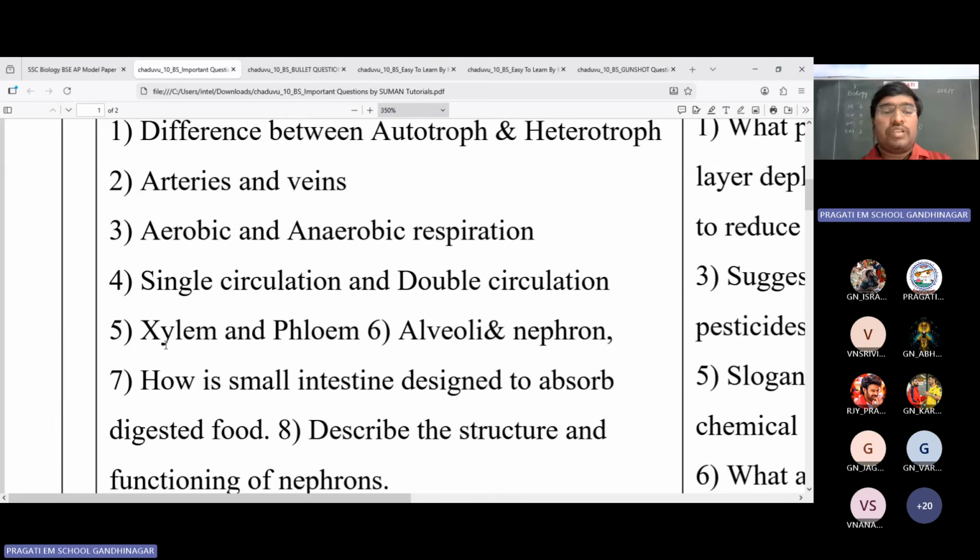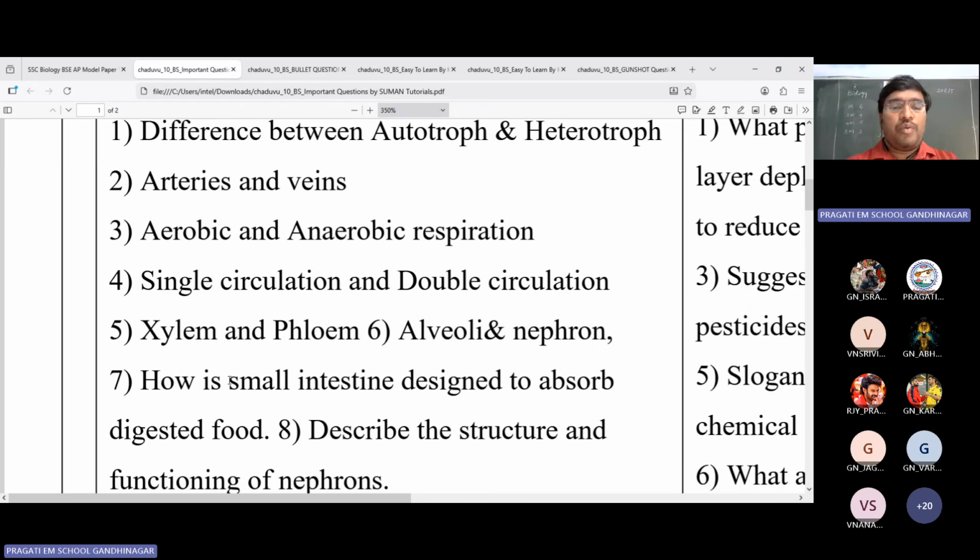And fifth question, xylem and phloem. And sixth one, alveoli and nephron. Maybe alveoli and nephron is the important question, and maybe it is one of the important questions for the biology exam, children. I'm expecting this time. So try to read this question along with these questions.